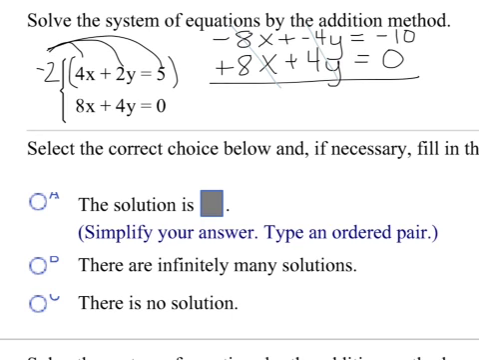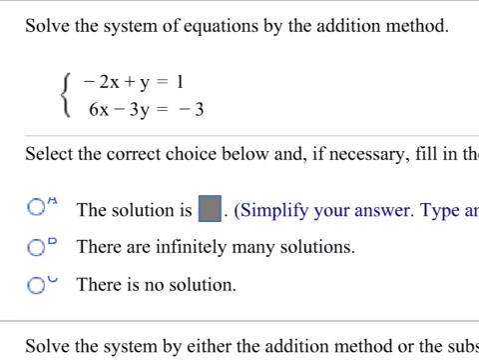Now what happens when I add these two equations, both the x's and the y's are eliminated. So I've got 0 on one side equals negative 10 on the other side, because negative 10 plus 0 is negative 10. Now we know that that's a false statement. 0 can never equal negative 10. So this is no solution. These lines must be parallel.